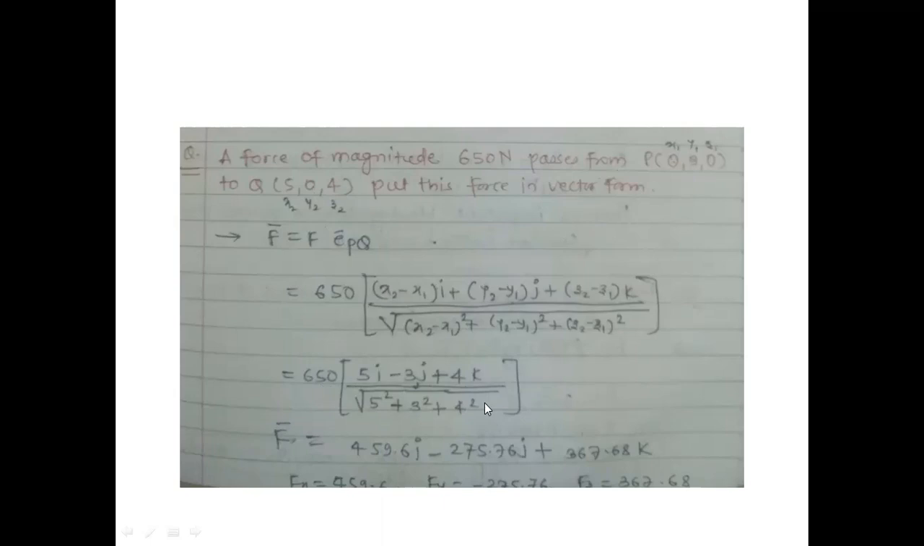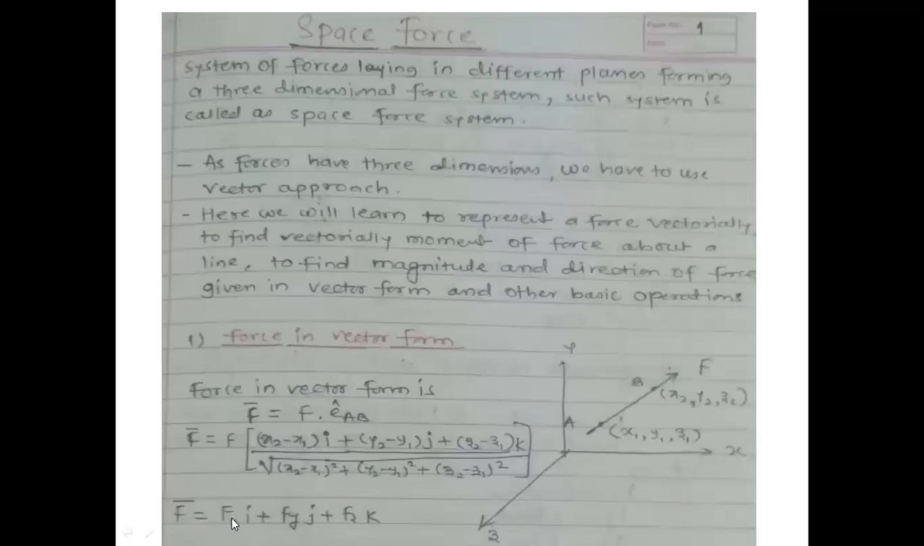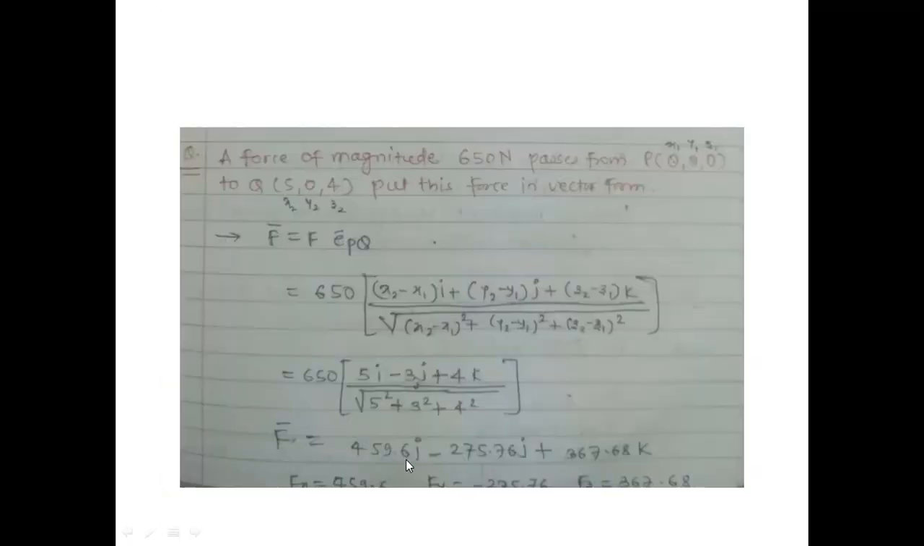If we solve it, we'll get 459.6 i, negative 275.76 j, 367.68 k. So from that, fx is nothing but the coefficient of i. In this equation, we know the coefficient of i is fx, right? So 459.6 is fx, negative 275.76 is fy, don't forget to mention the sign, and 367.68 is fz.